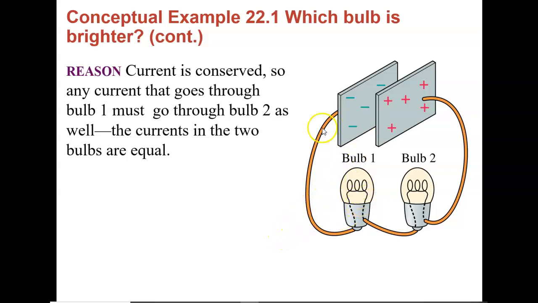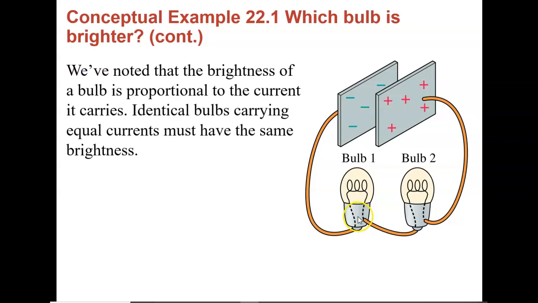So current is conserved, so that means that anywhere through this the current is the same. So that means the current through these two light bulbs is equal. The brightness of the bulb is proportional to the current. So identical bulbs carrying equal current have the same brightness. They have the same amount of current moving through them, so they're going to be the same brightness level.